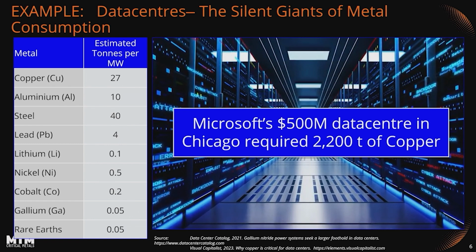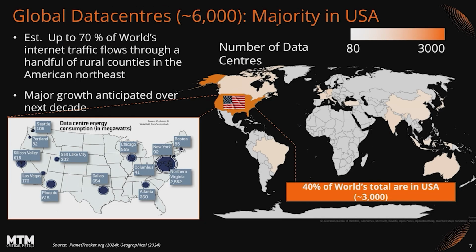Another major metal consumer is data centers, which have been mentioned several times at this conference. This list here shows the metal intensity per megawatt of a typical data center. An example close to home is Microsoft's recent Chicago data center, which needed almost 2.2 thousand tons of copper, which is about 5 million pounds. Now, to mine that amount of copper, it's estimated about 1.7 billion pounds of earth needs to be mined. And data centers are more ubiquitous in the US than anywhere else, so it's more relevant here than anywhere else right now.